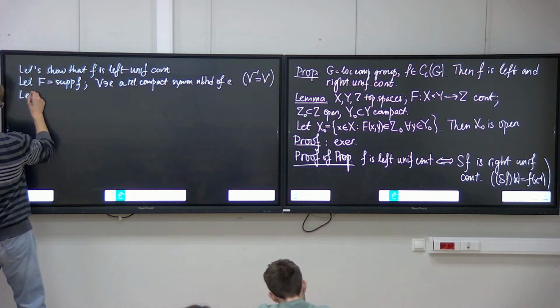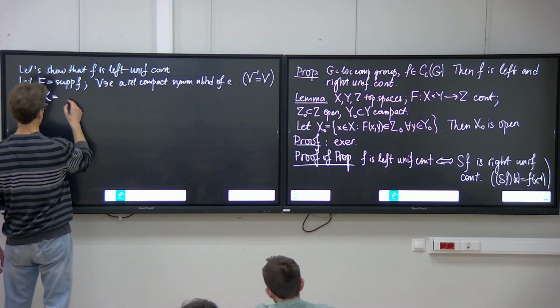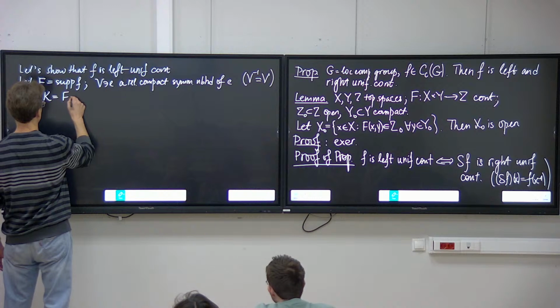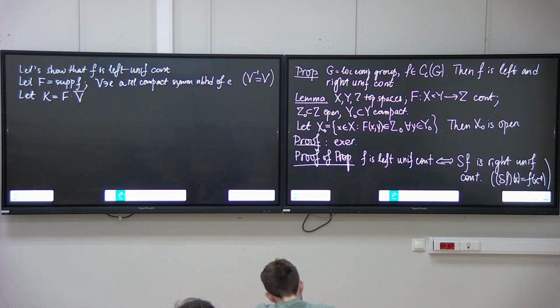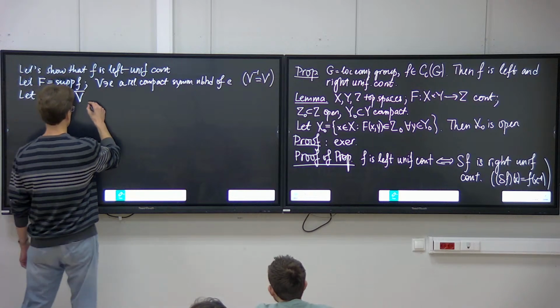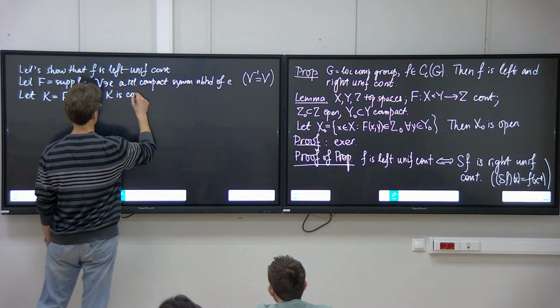And let's also denote by K the following set. This will be the product of F and V, closure of V. So F is compact, the closure of V is compact, the multiplication is continuous, and the continuous image of a compact set is also compact. So we deduce that K is compact.